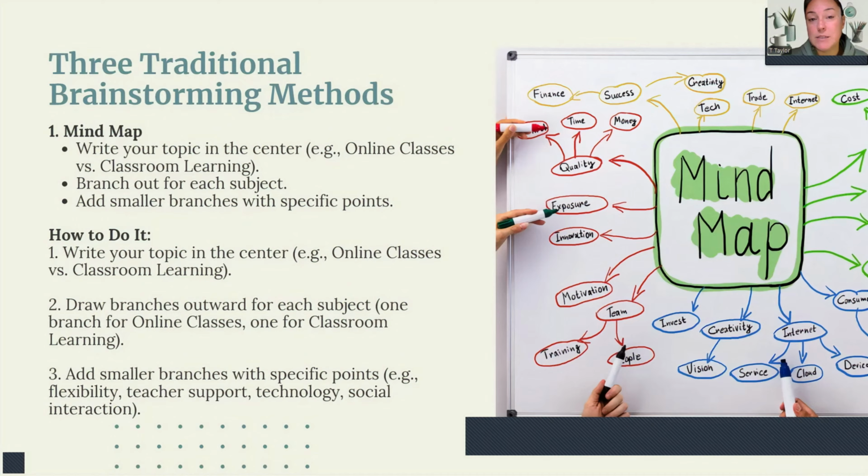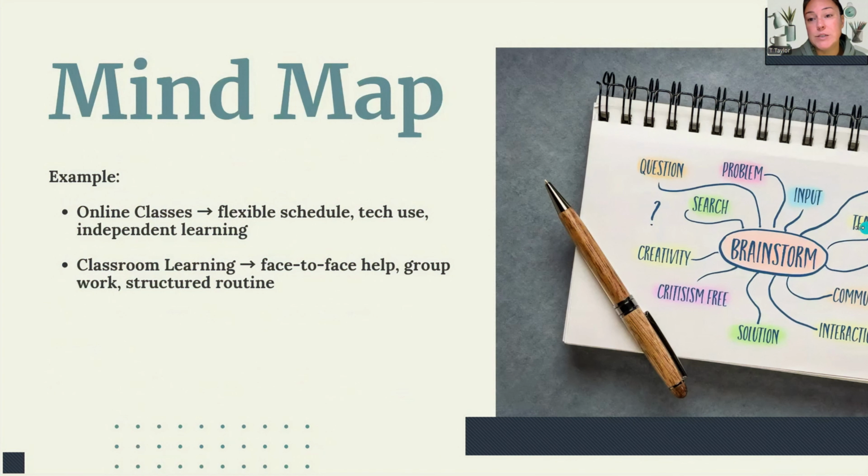So you just write your topic in the center, those are subjects, and you draw branches outward for each, connecting outwards all of the related ideas, thoughts, and information you know. And you add smaller points out of those branches for more specific points that you want to include and that you know and understand. So mind map, there's an image here on the right to show you an example of what a mind map looks like.